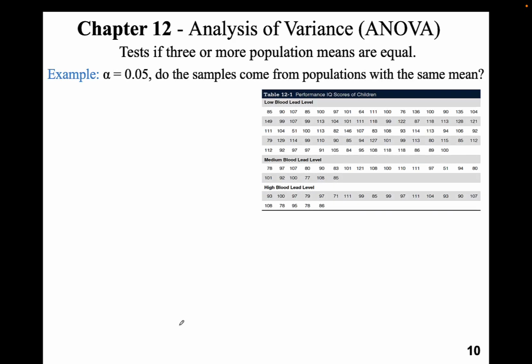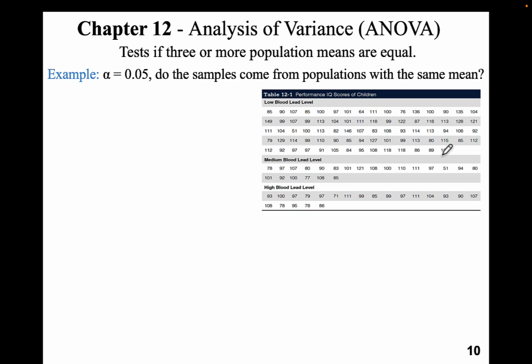Chapter 12, title is Analysis of Variance. It's often just called ANOVA, A-N-O-V-A. What it does is test if 3 or more populations have equal means. For example, if alpha equals 0.05, we're asked, do the samples come from populations with the same mean?